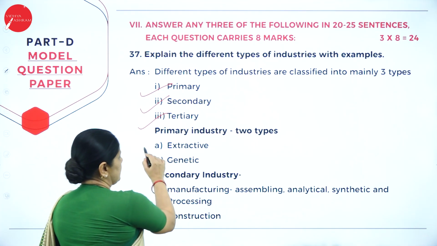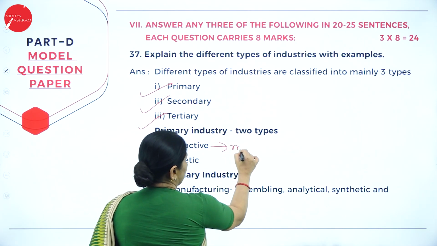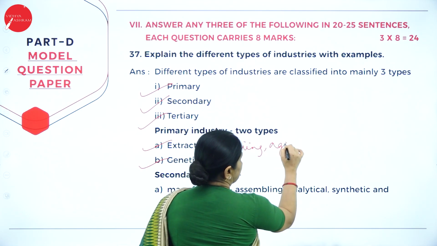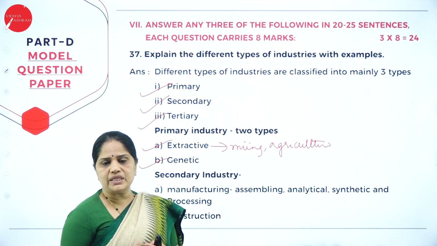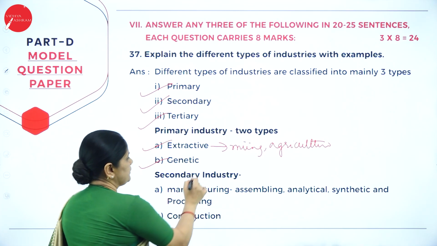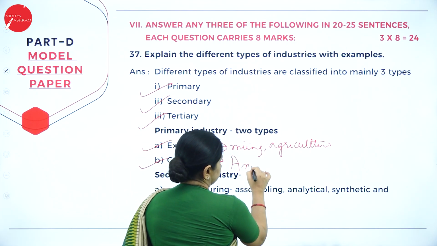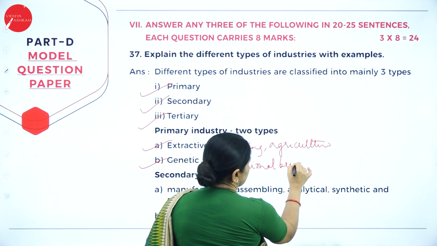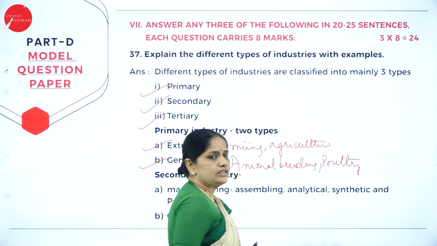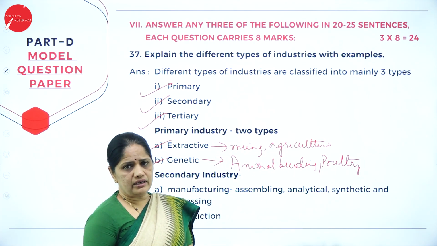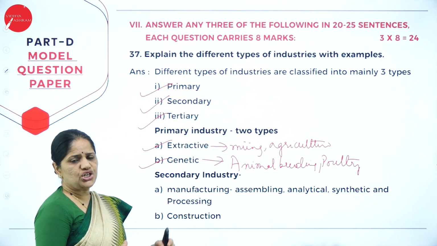Now in the primary industry, again we have the extractive and the genetic industry. So in the extractive industry, we have mining, we have agriculture, etc. So these are the extractive industries. Whatever we extract from the earth is considered as the extractive industry. Then we have the genetic industry. It relates to animal breeding, poultry farming, etc. So you just see that you have a very big poultry where you are rearing chickens, or you can have a very big farm where you are raising goats, sheep, etc.